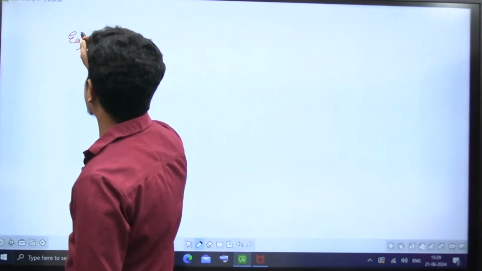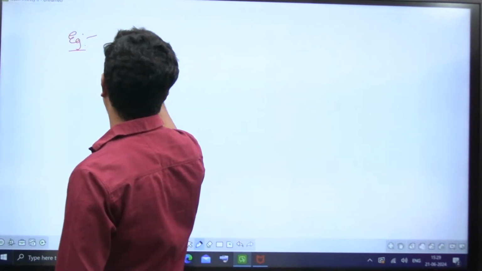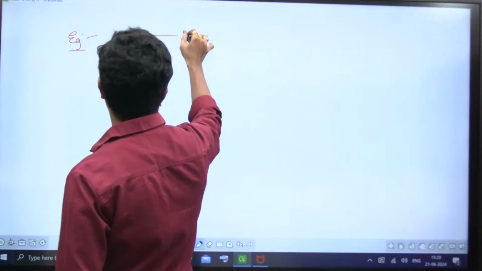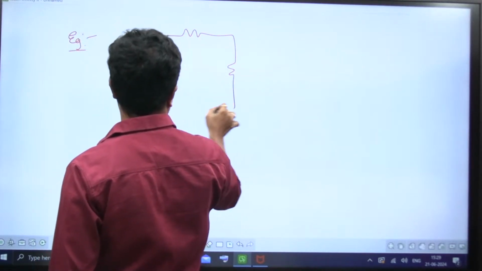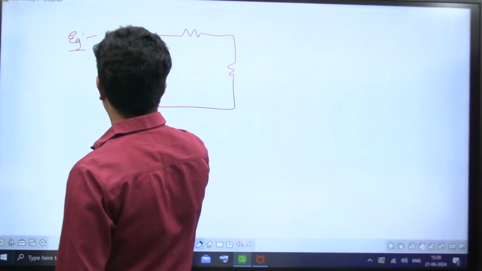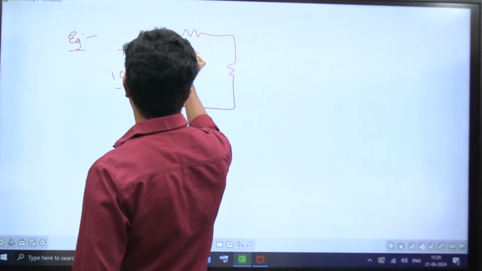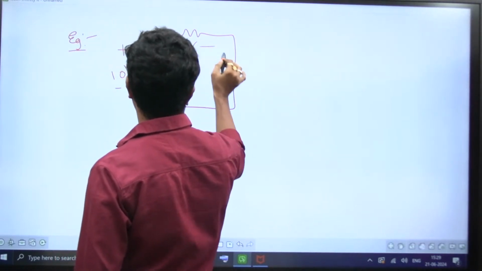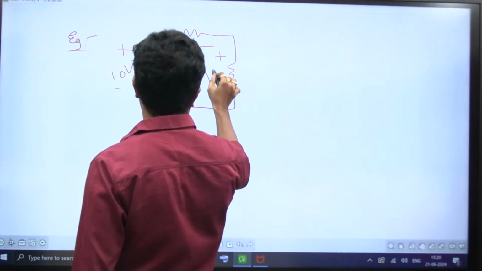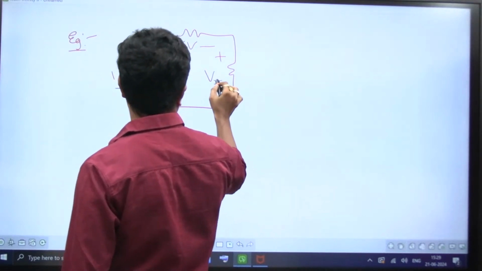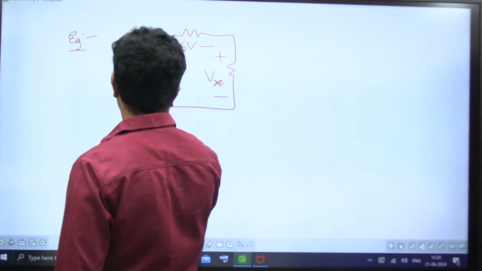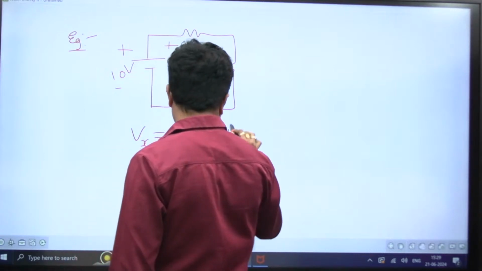I'm expecting an answer from mechanical guys. See how many mechanical guys are there here in this class? Please respond. This is 10 volts. This is 6 volts I have given, and I'm saying this one as Vx. Vx is equal to dash volts is my question.